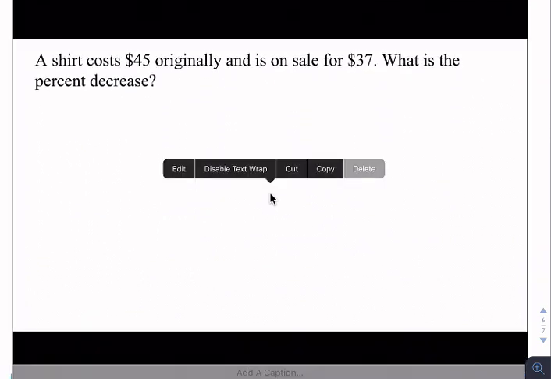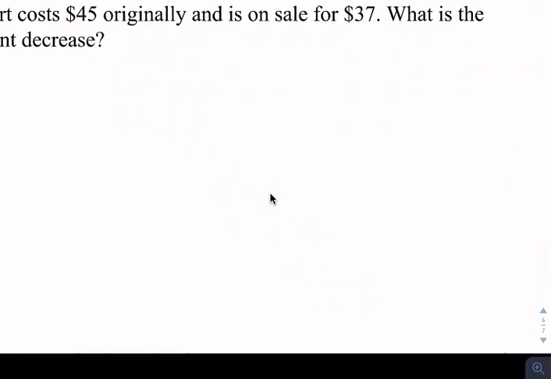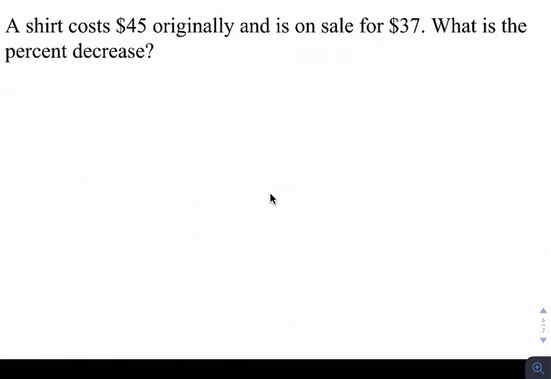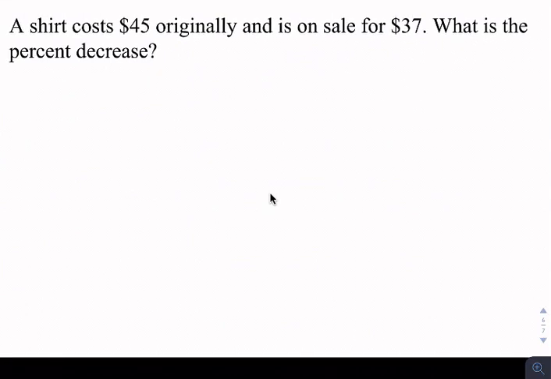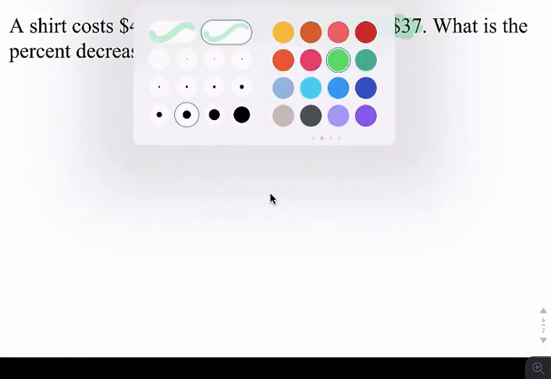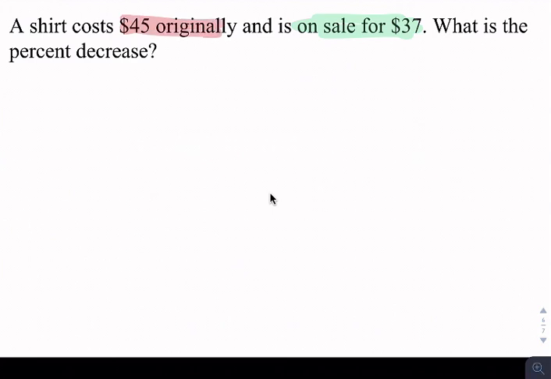All right, so here's a good example. A shirt cost $45 originally and is on sale for $37. What is the percent decrease? So this would be like saying, what is the discount? How much is it discounted, or what percent is it discounted? All right, so again, we have our new, our sale amount, and the original was 45. So we take 37 minus 45, and we get negative 8.